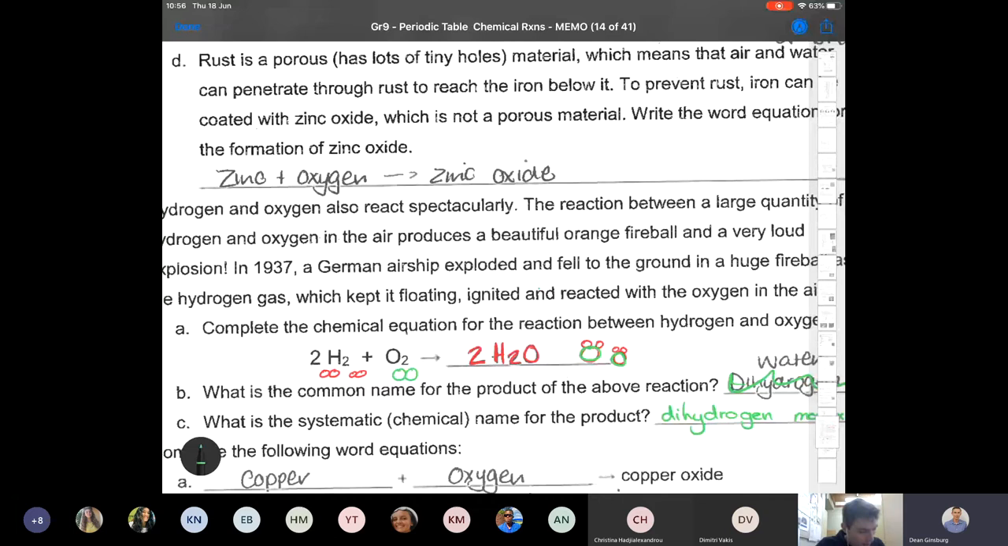So if we got magnesium and oxygen, what are you going to make from magnesium and oxygen? Wait, so which question is this? It doesn't matter. If you've got magnesium plus oxygen, what will your product be? Isn't it magnesium oxide? Good, thank you. See, it didn't require much thought. So magnesium oxide.